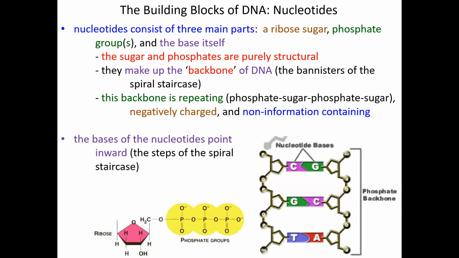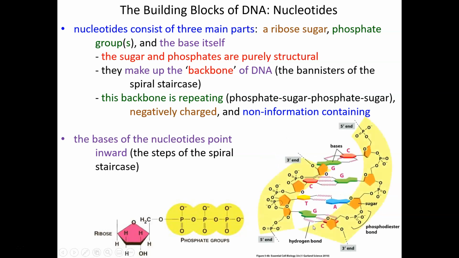The information of DNA is encoded by the bases themselves. The adenine, guanine, cytosine, and thymine contain the information for building individual proteins, and those proteins then allow life to be possible and govern all the phenotypes that we see DNA controls. So if the phosphate sugar backbone of DNA are the banisters of the spiral staircase, then the bases are the steps of that staircase. It's what holds the 2 strands of DNA together in the middle, again through hydrogen bonds.